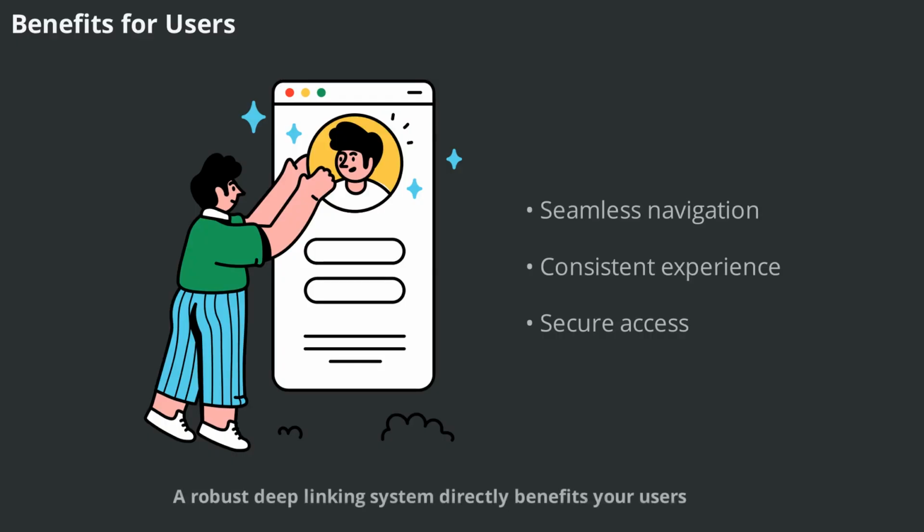A robust deep linking system directly benefits your users. They enjoy seamless navigation, consistent experiences, and secure access to features. By investing in scalable architecture, you create an app that users trust and love to use. User satisfaction is the ultimate measure of your success as a developer.